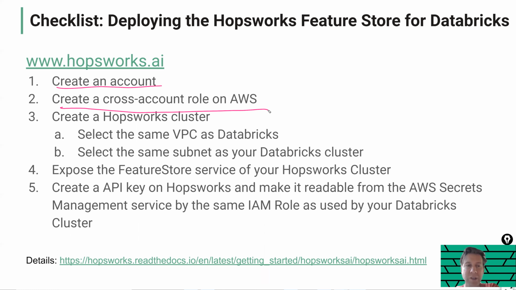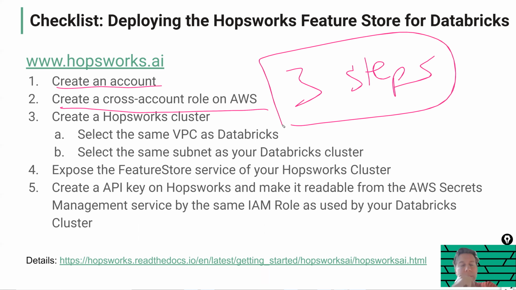We'll give you instructions. It's basically 3 steps. It's only 3 steps. It's very similar to Databricks. And once you've created the cross-account role, maybe you need to talk to your IT to do that. And we have another way of creating a cross-account role with very limited privileges if your IT are sensitive about the privileges given to Hopsworks.ai.